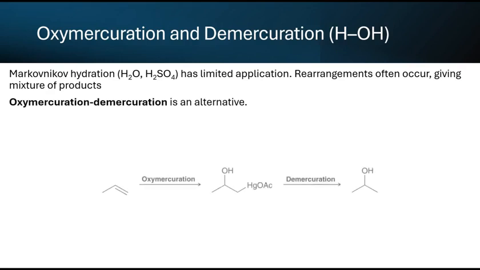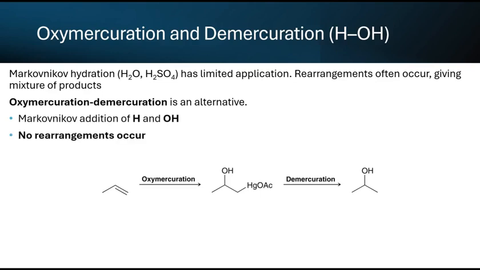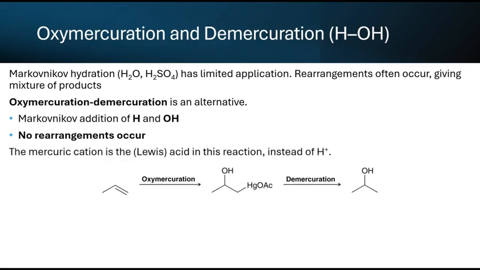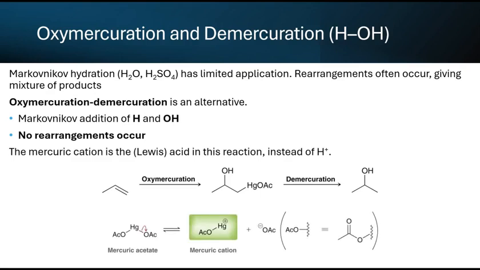Oxymercuration-demercuration is an alternative. Oxymercuration will eventually allow us to demercurate and then have an alcohol product. It has Markovnikov addition of H and OH across a double bond, but there are no rearrangements that occur. The mercuric cation is the Lewis acid in this reaction instead of H+. The mercuric acetate species results in a leaving group leaving, and the mercuric cation species here. Note the acetate is this component right here, that O, C double bond O, and then a CH3, but we're really concerned with what's happening with the mercuric cation.